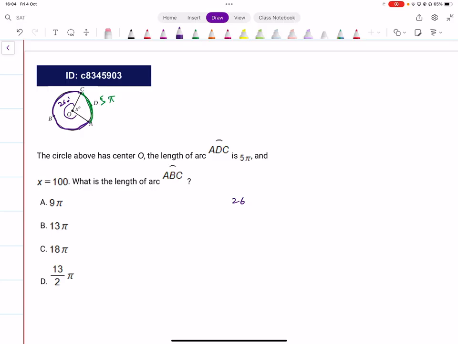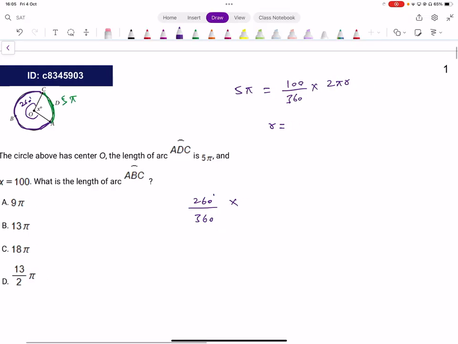260. So you just do 260 divided by 360 multiplied by 2 pi r. But that's going to be difficult to do because we don't have the radius right now. So let's find the radius first of all. ADC arc is 5 pi. Okay. So 5 pi should equal 100 over 360 into 2 pi r. What's the radius that we get from this?